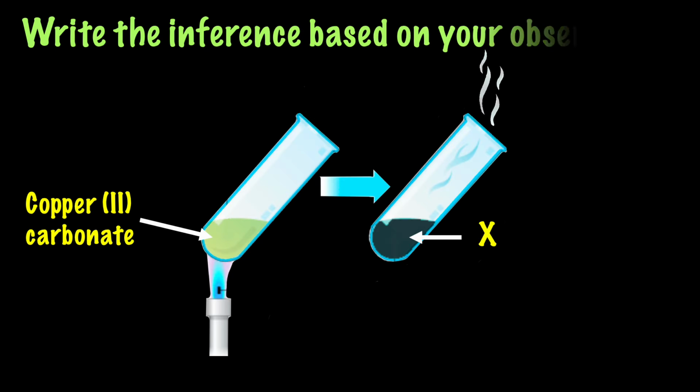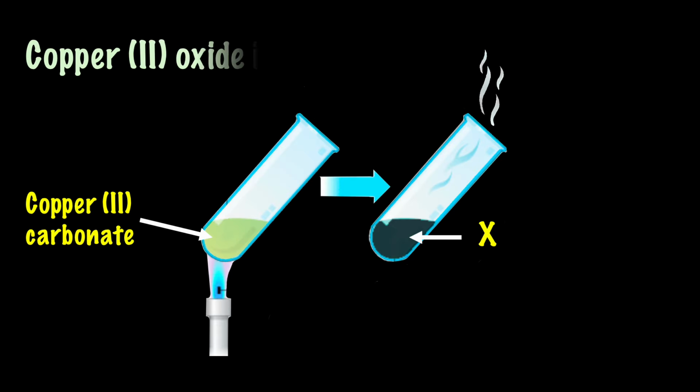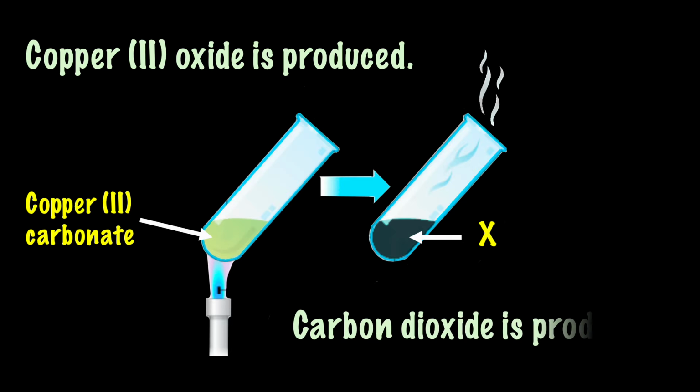Write the inference based on your observation. Jika observation kamu tulis, the color of copper(II) carbonate changes from green to black, maka inference kamu ialah copper(II) oxide is produced. Jika observation kamu tulis, a colorless gas is released, maka inference kamu perlu tulis, carbon dioxide is produced.